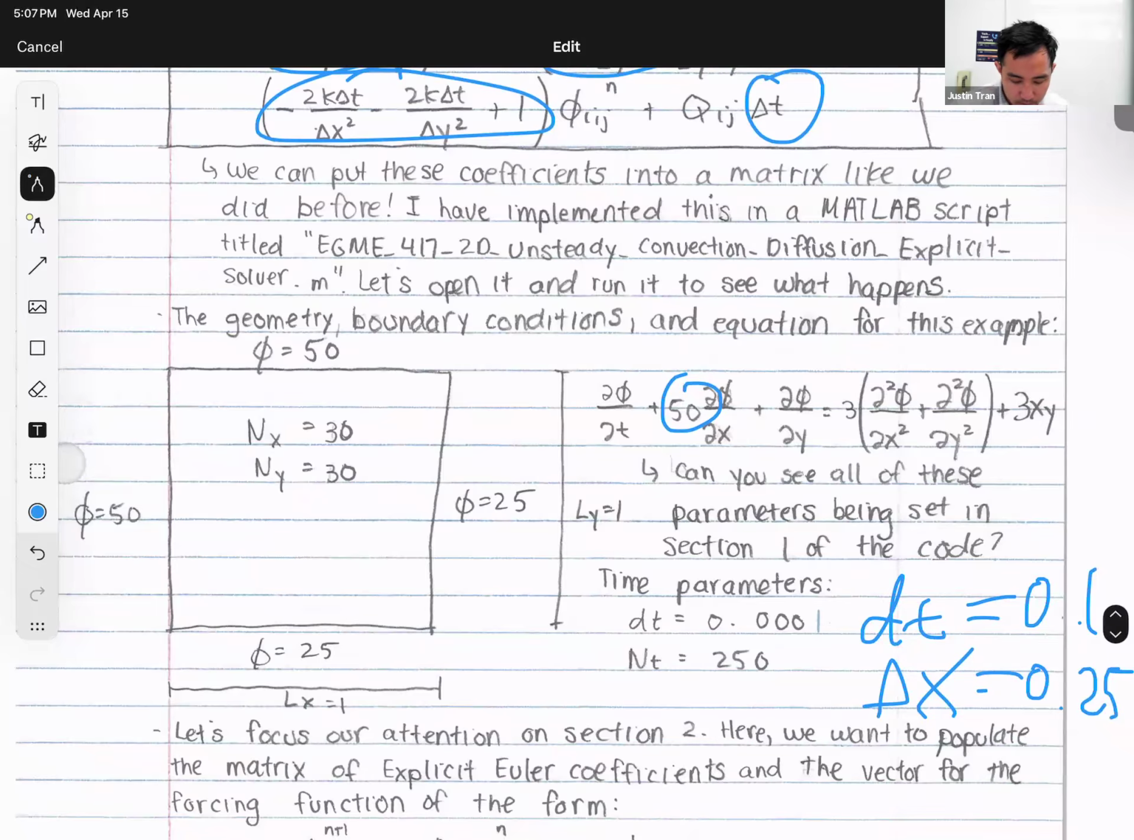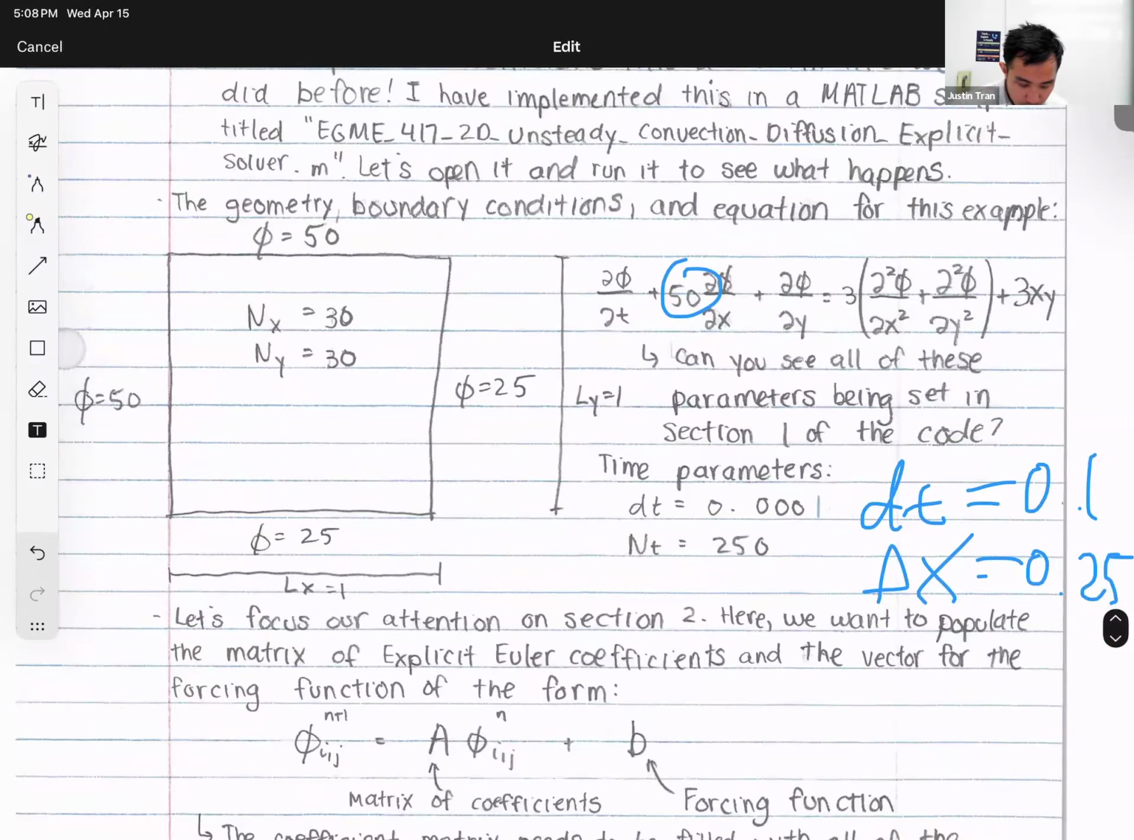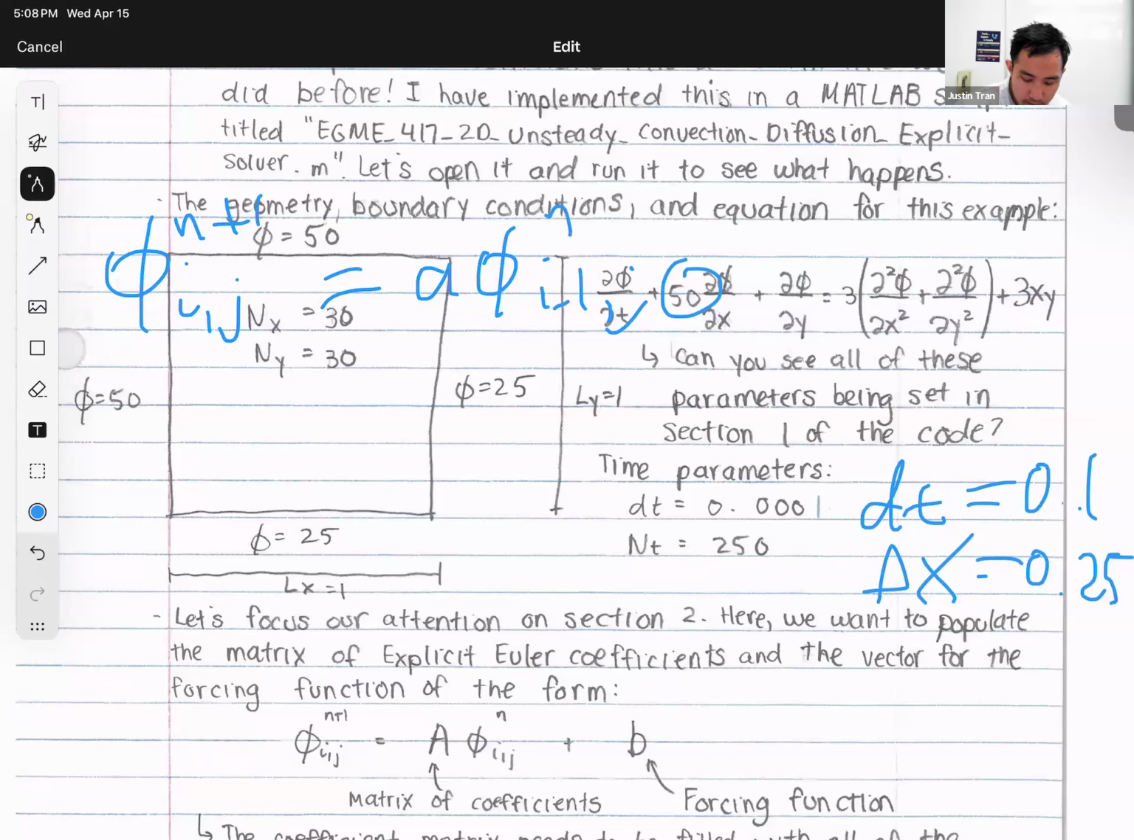phi i, j at n plus 1 is equal to some coefficient a times phi i minus 1, j at n, and so on and so forth. You have a numerical coefficient in front of each of the phi values. Then you advance forward just like we did before: you start with the initial conditions, and then you advance forward in time.